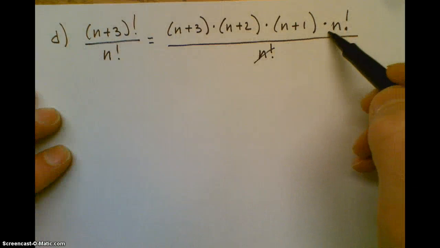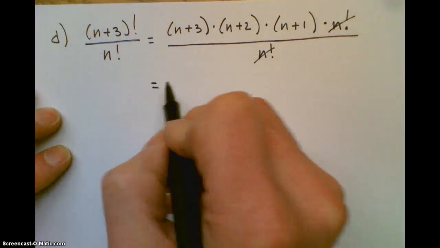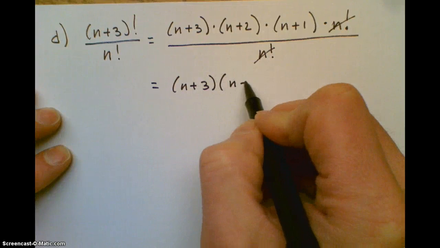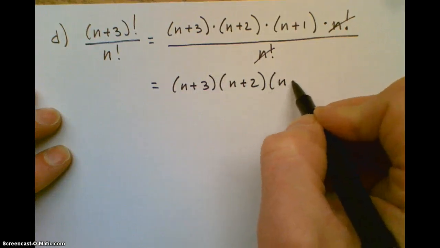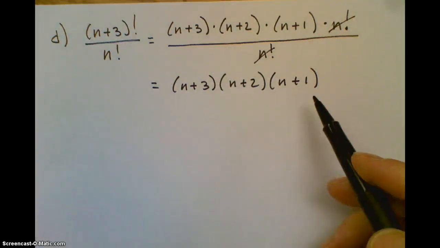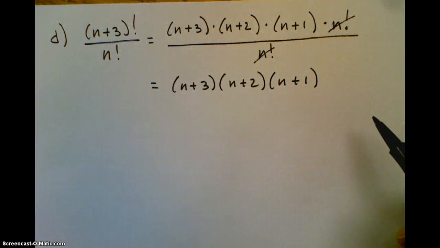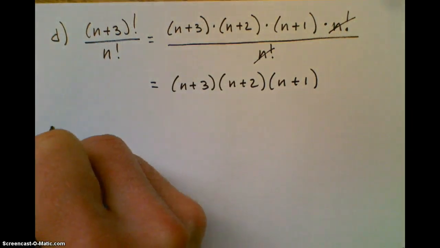So these are going to cancel each other out, and my final answer just becomes n plus 3 times n plus 2 times n plus 1. And for our purposes, we don't need to expand this or FOIL it out. All right, one more example before we move on.